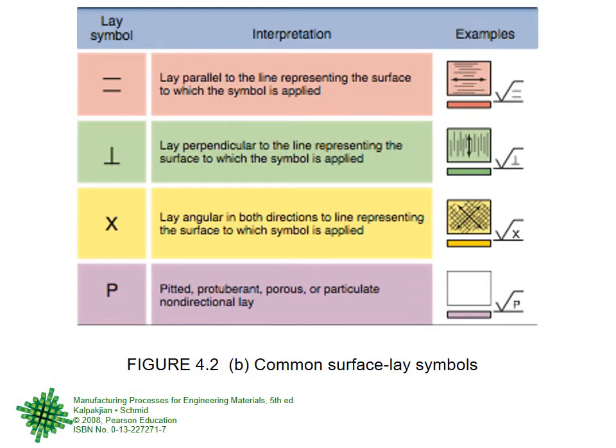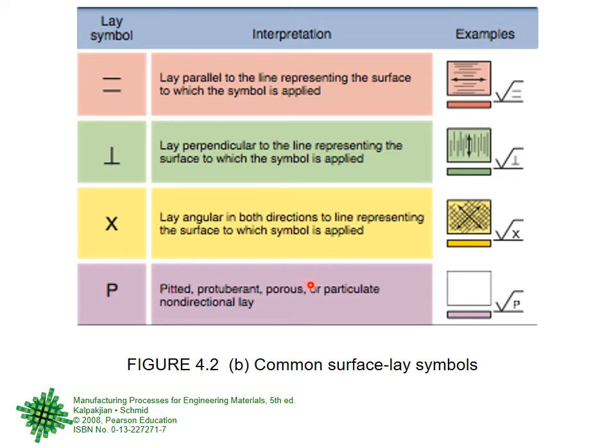So let us see, right? Lay symbol. What type of lay directionality is there? Lay is parallel to the line representing the surface. Perpendicular lay is perpendicular to the line X. Lay is angular in both directions. P: pitted, protuberant, porous or particulate non-directional lay.